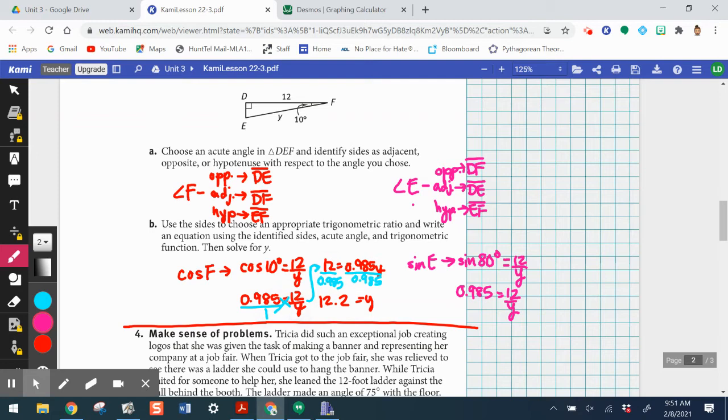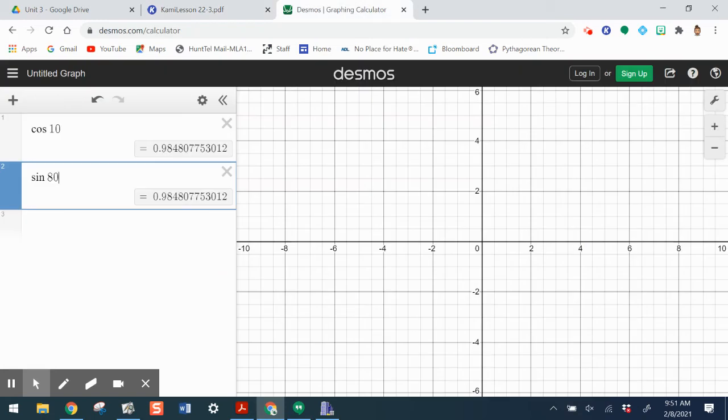12 times 1 is 12. 0.985 times y is 0.985y. And then to solve for y, I divide both sides by 0.985 and find that y is 12.2. Well, back on the Desmos slide, you might have noticed that I also found the sine of 80 degrees, the complementary angle to our 10 degree angle there, and you see that it's also 0.985.